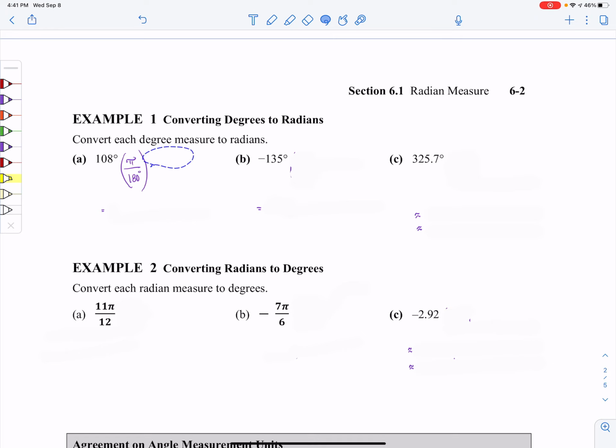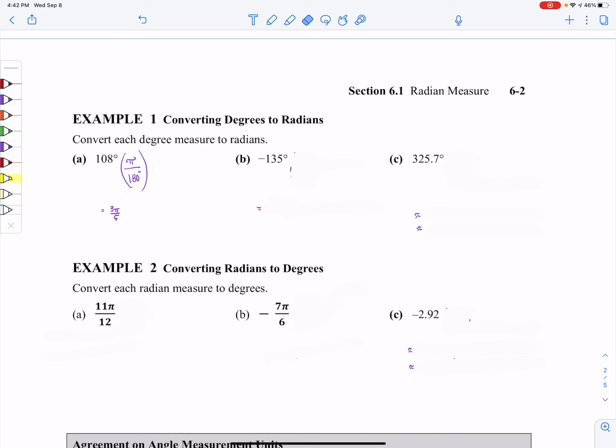If you put this into your calculator, I would say the directions don't tell us this, but they are going to be specific. Sometimes it's going to say leave as a multiple of pi. So if it says to leave as a multiple of pi, you need to leave pi in your answer, and the rest of it just simply needs to be reduced. So 108 over 180 is going to be 3/5, and I'm leaving pi in my answer, so 3 pi over 5 is the same thing. 3 pi over 5 radians is the same thing as 108 degrees.